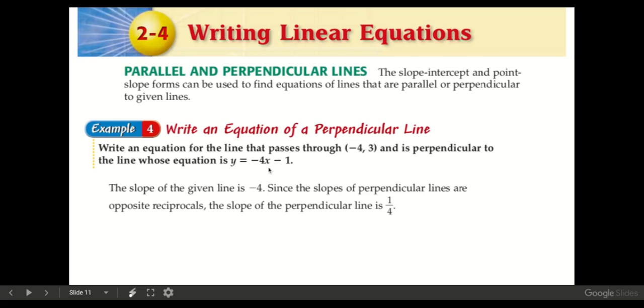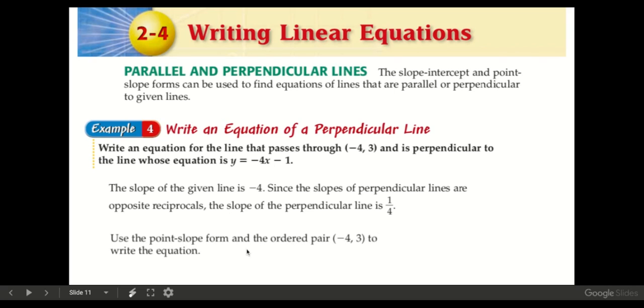So the slope of this line is -4, right? So our line is going to have a slope of positive 1/4, right? Opposite and reciprocal. So opposite of a negative is a positive, and the reciprocal of 4 is 1/4, right? Because this is like 4 over 1, and the reciprocal is going to be 1/4. So our slope that we're going to have for our perpendicular line is going to be positive 1/4.